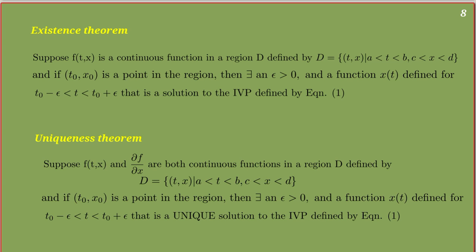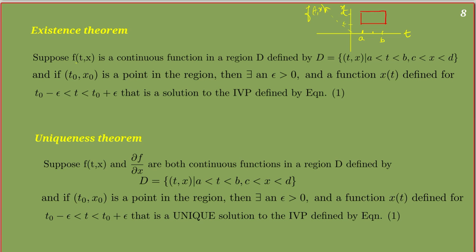Suppose f(t, x) is a continuous function in some region D defined by a less than t less than b and c less than x less than d. Here this is the region, this is t and this is x, and f is a function of t and x here. So t lies between a and b, and x lies between c and d. We have chosen this rectangular region here.